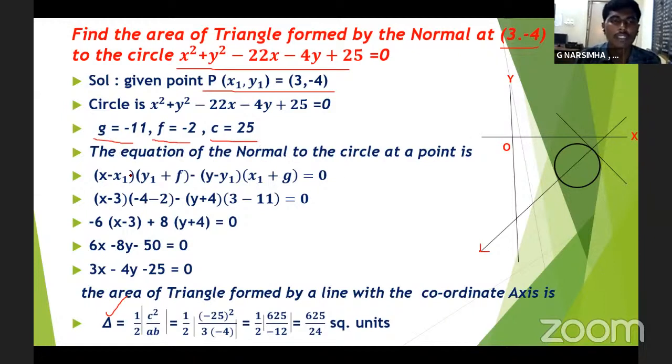As you know already, we have discussed in the previous session, the equation of normal is formulated as (x minus x1) into (y1 plus f) minus (y minus y1) into (x1 plus g) equals 0. Just substitute all these values, x1, y1, g, f, c, in this equation. You can get the normal equation as 3x minus 4y minus 25 equals 0, which is a line of the form ax plus by plus c equals 0. Already we have discussed in the previous slide, the area of the triangle formed by the line with the coordinate axes is half mod into c square by ab. Here c is minus 25, a is 3, b is minus 4. After simplification, you get the area of the triangle as 625 by 24 square units.